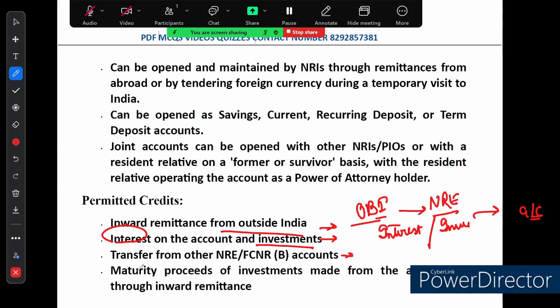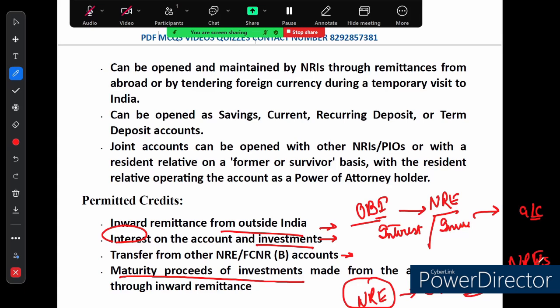The next thing is maturity proceeds of investment. If you have made investment using your NRI account and when they mature, the proceeds can be deposited back to your NRI account. So suppose whatever money you were having in an NRI account, using that money you have made some investment. The proceeds of that investment can be deposited back to your NRI account. I have already discussed it, right? This includes investments like fixed deposit, mutual fund or bond.